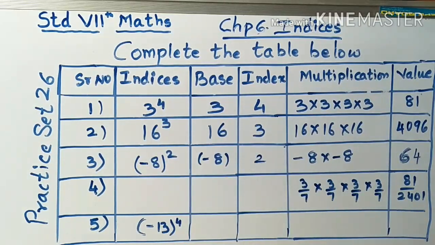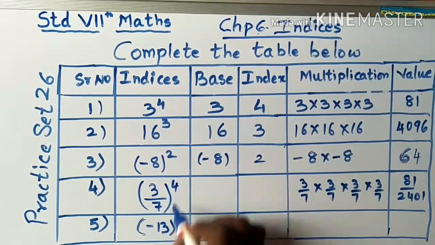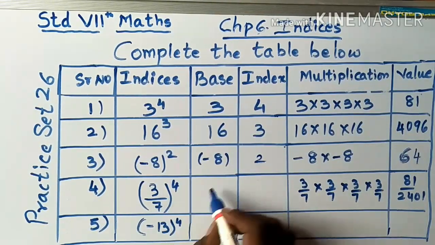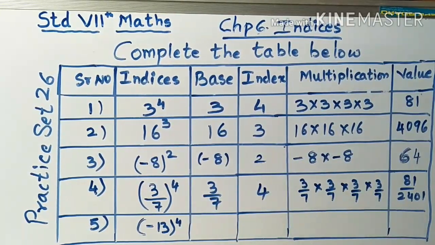Let's solve the fourth one. Indices. Now here the multiplication is given 3 upon 7. But how many times is it given? 1, 2, 3, 4. So here you write 3 upon 7 the whole raised to 4. 3 upon 7 is the base and 4 is the index. When you multiply this, 3 into 3 into 3 into 3 is 81. 7 into 7 into 7 into 7 is 2401.